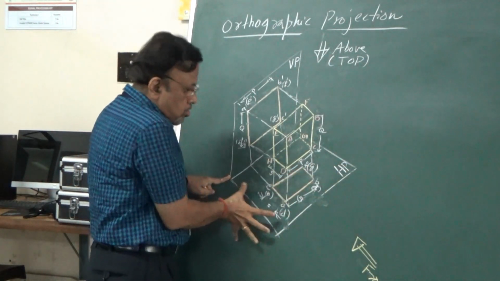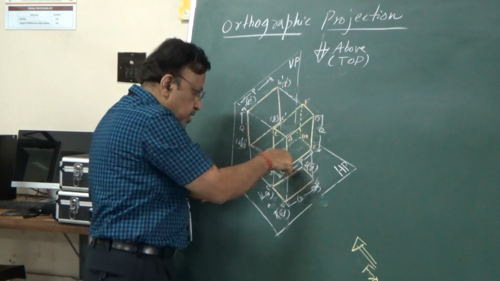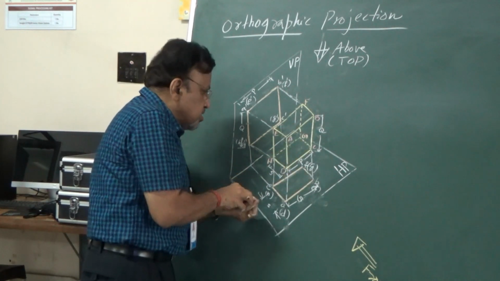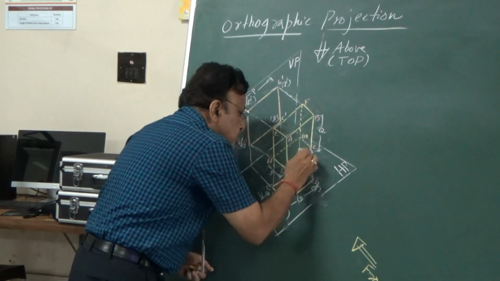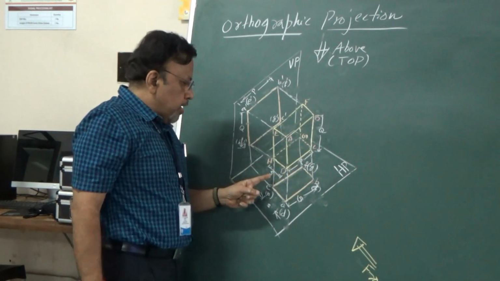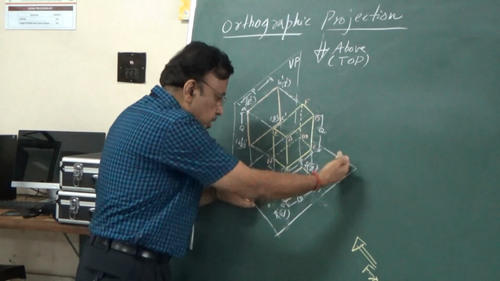Similarly, if I just concentrate on the horizontal plane, you see this. This is one projector which is coming from here to here, here to here, here to here. So that is this particular line. This is also a projector. So again, these projectors are parallel to one another, but perpendicular to the set planes.